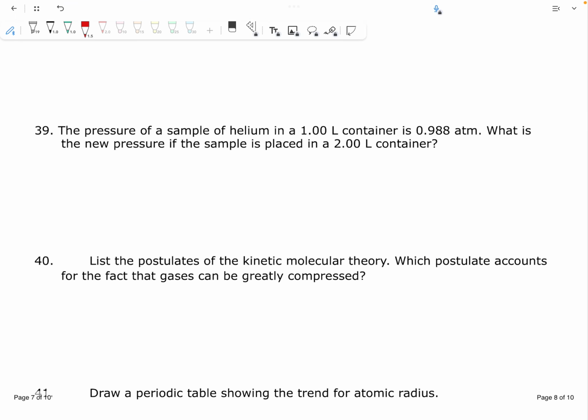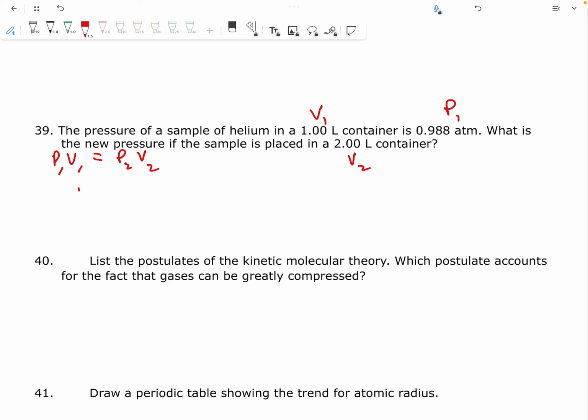Number 39, the pressure of a sample of helium in a 1 liter container is 0.988 atmospheres. What is the new pressure if the sample is placed in a 2 liter container? Well, you are given an initial volume, an initial pressure, and another volume, there's your V2. The law, according to your reference materials, is P1 times V1 equals P2 times V2. We're really trying to find P2, the new pressure.